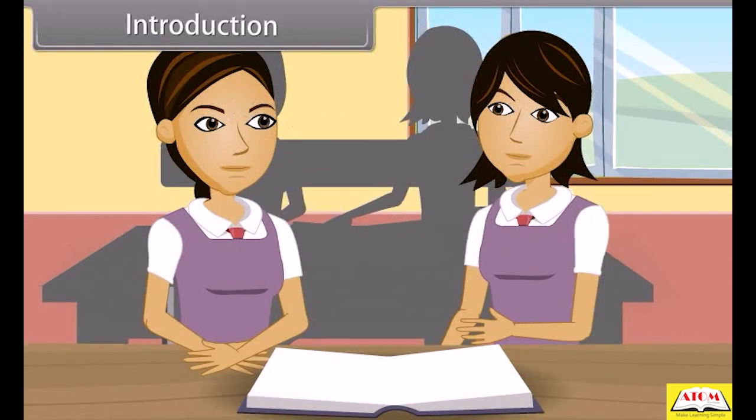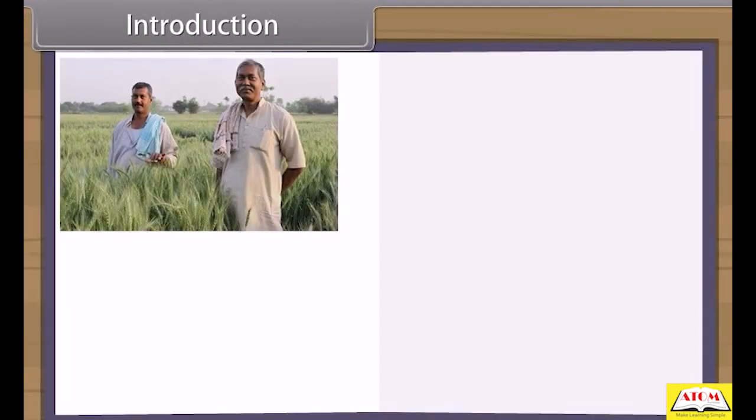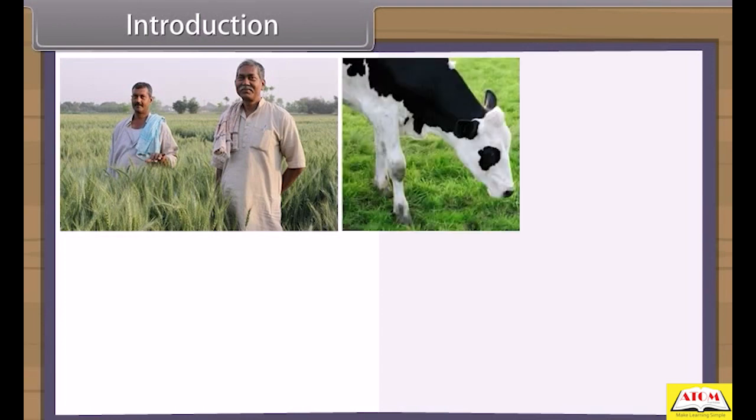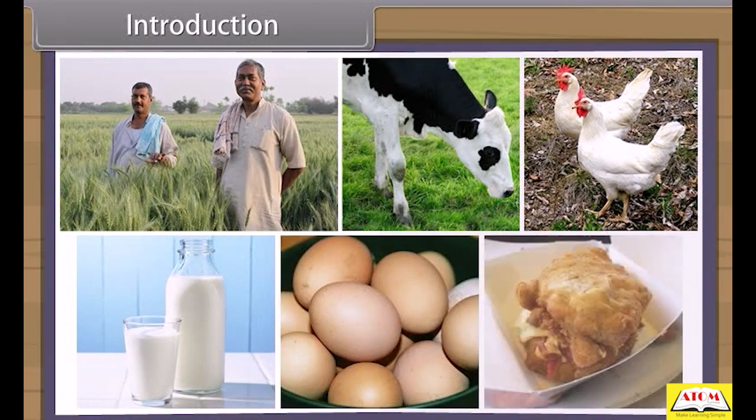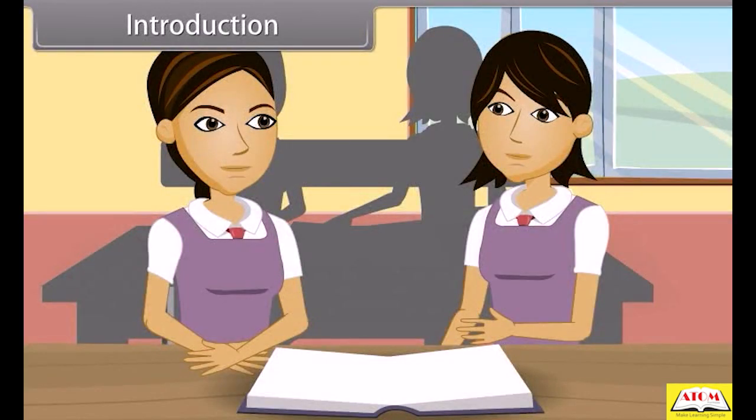Introduction. As the human population of our country is increasing, in addition to an increase in crop production, we also need to increase animal production to meet the demand for milk, eggs and meat. Therefore, it is necessary to increase our production efficiency for livestock.